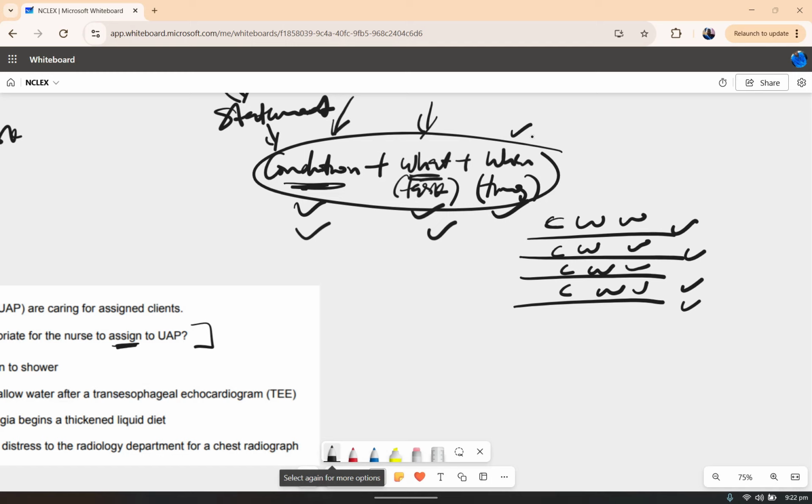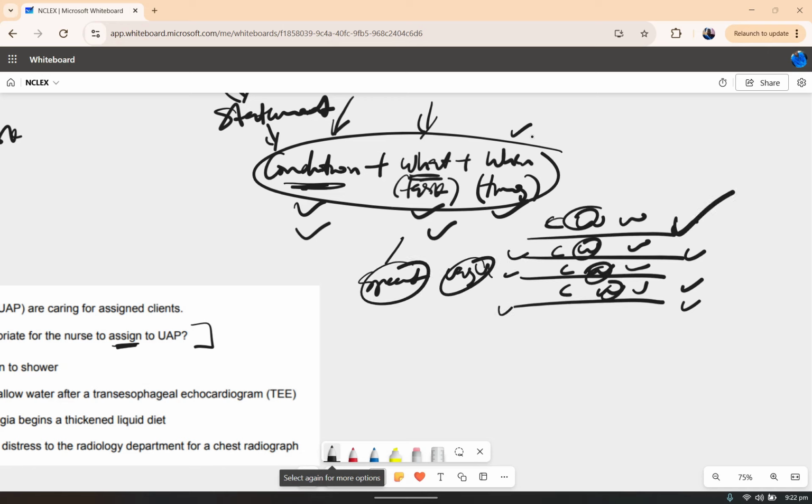So now we need to start focusing on the task to find out if the task is specific and not vague. That way you are going to find out that three of the answer choices will be vague, only one will be specific, and that will be your correct answer.